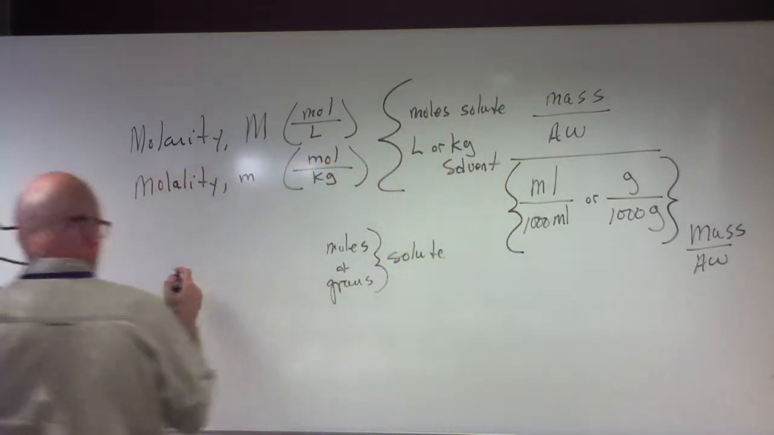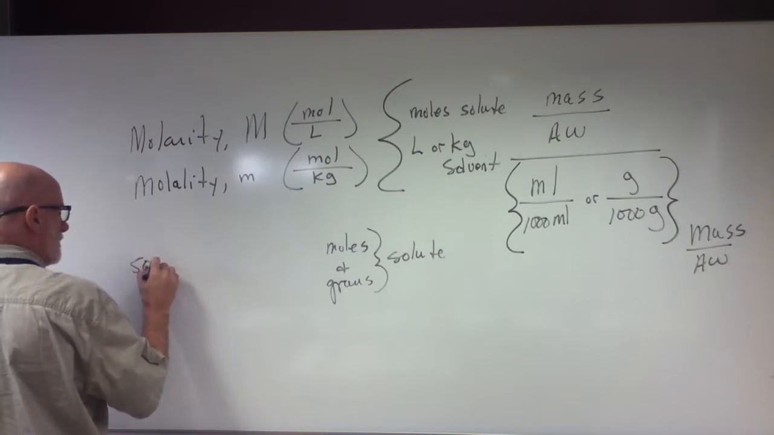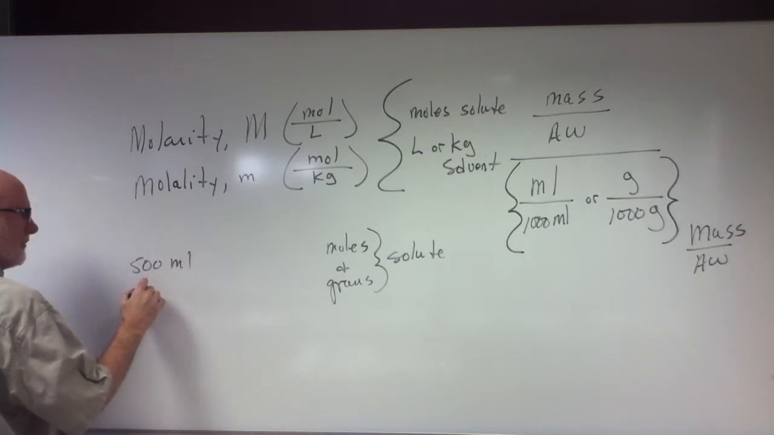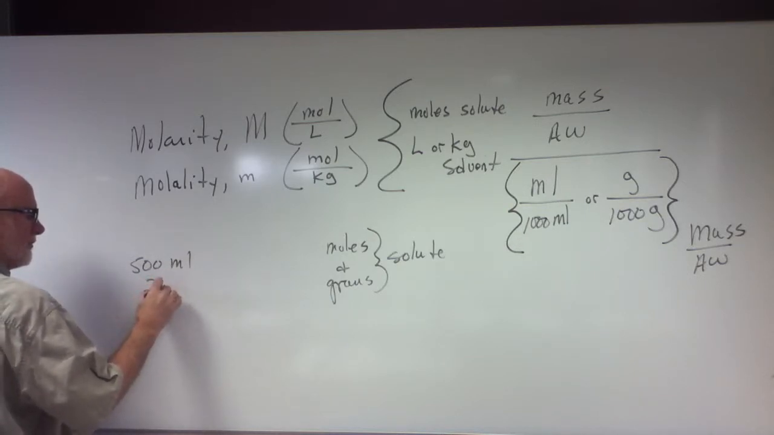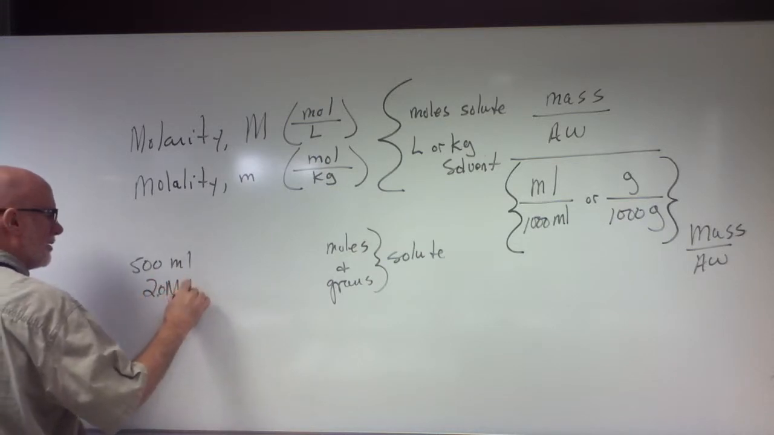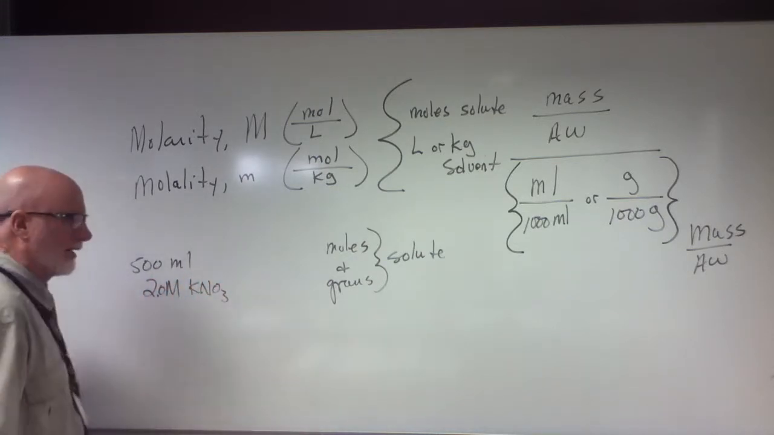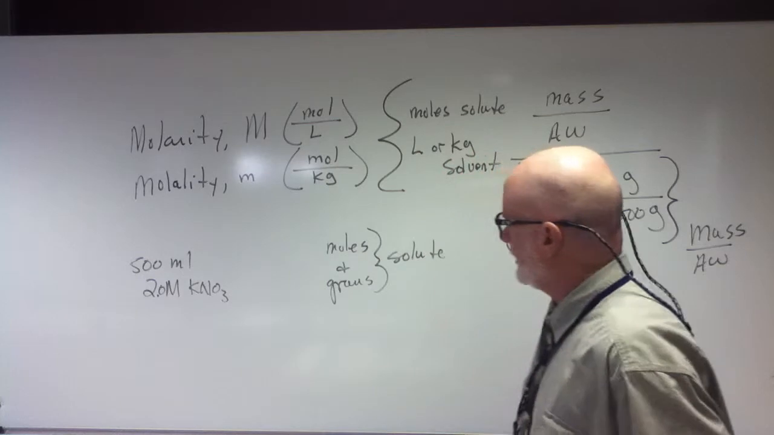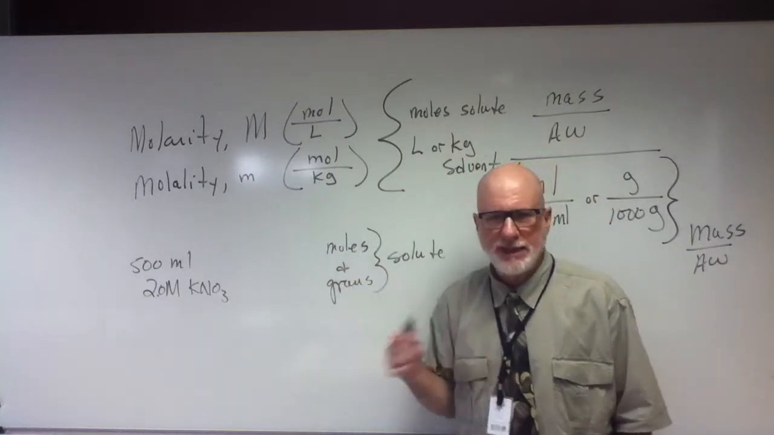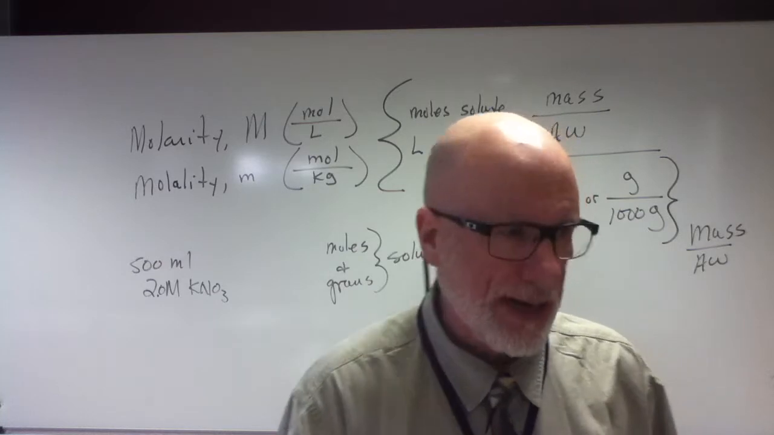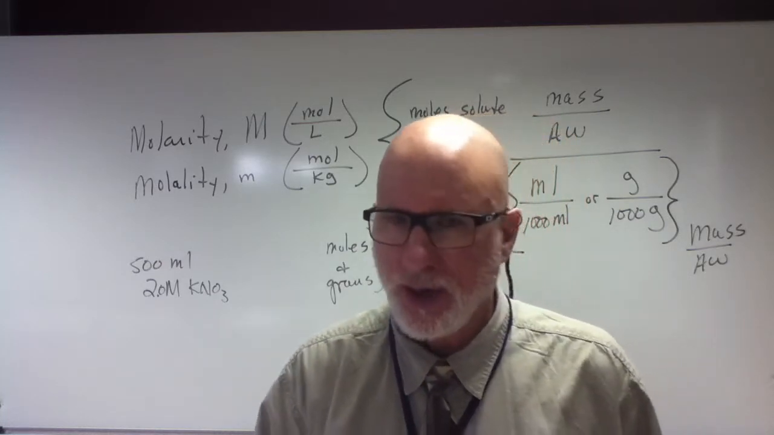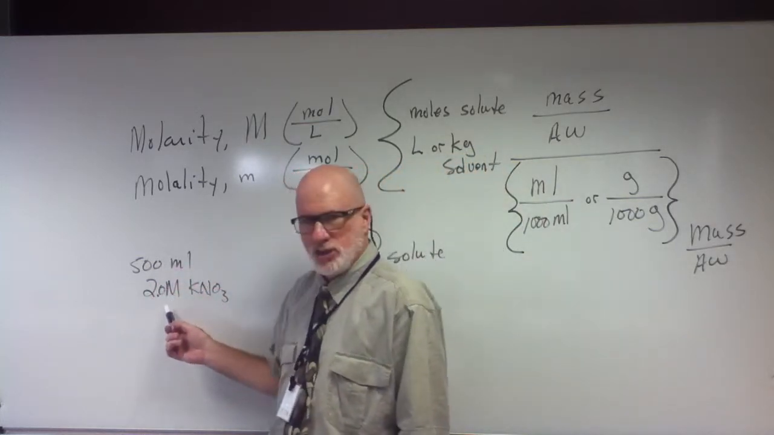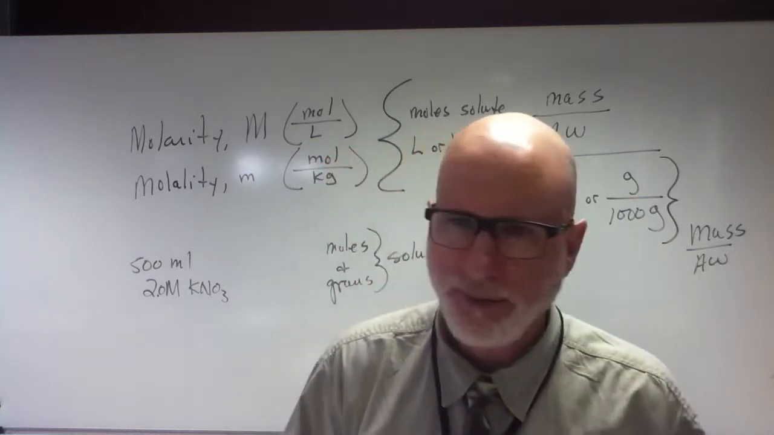So I have 500 milliliters of what? 2.0 M KNO3. Okay, good. Excellent. All right. I'm going to solve the problem in red. This is what I want to do. I want to find out how many moles and how many grams of solute are in 500 milliliters of a 2 molar solution of KNO3.